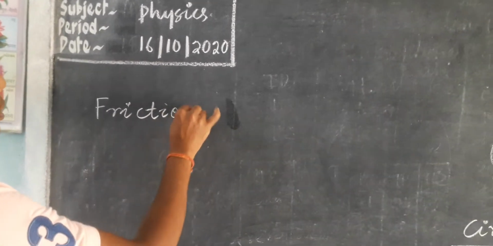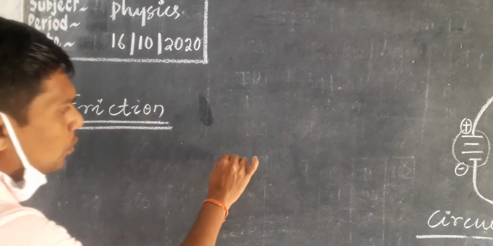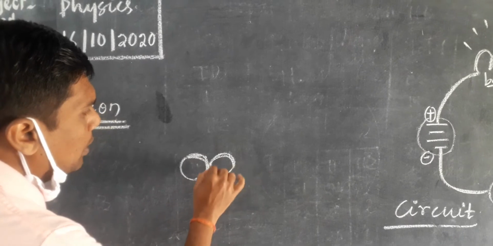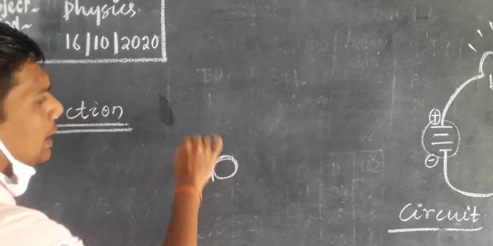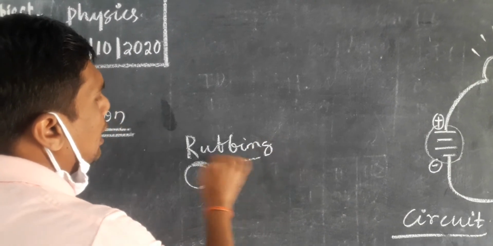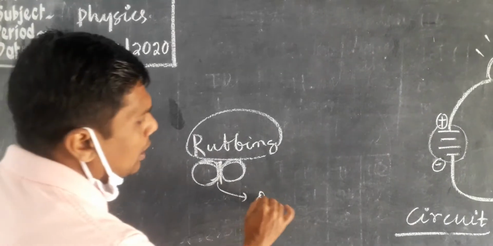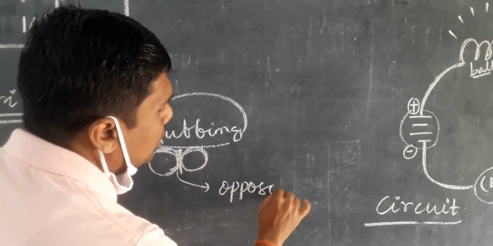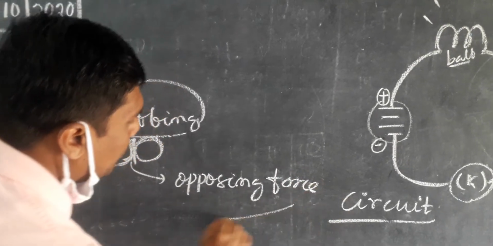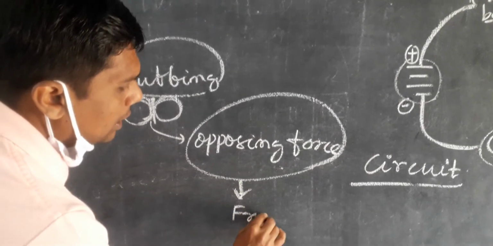So what is friction? Friction means when two bodies, suppose this is one body and another body is this one, start to rub each other, then in this case one opposing force will come out. This opposing force is known as friction.